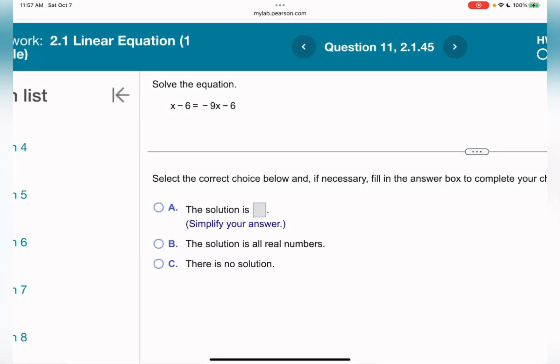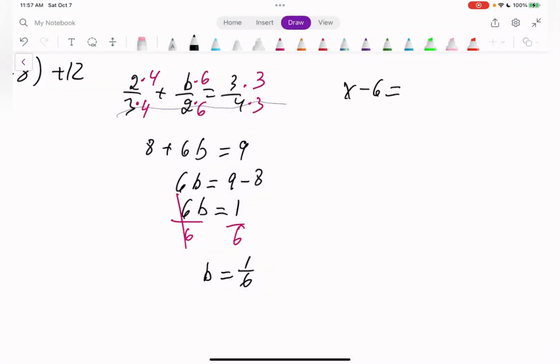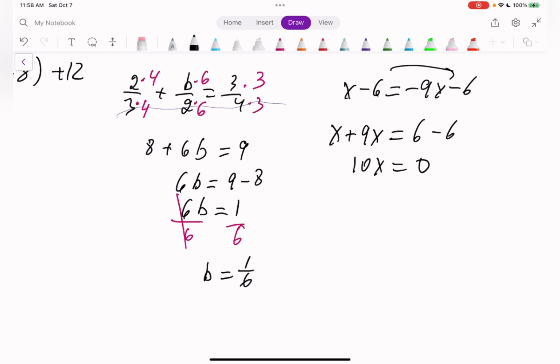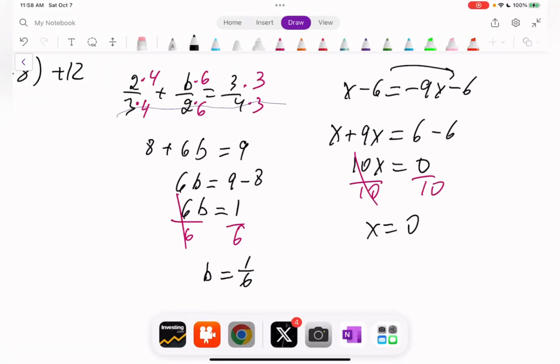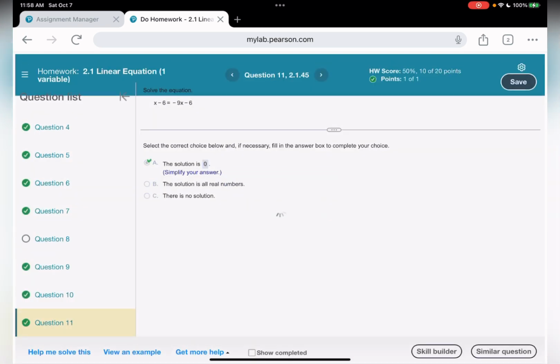You can solve it. Number 11. Moving negative 9 to the left, it's going to be positive 9x and x. It's going to be 10x. Negative 6 from the left side moving to the right, it's going to be positive 6. Right? Okay, let's see. Let me solve it. x minus 6 equal negative 9x minus 6. So it's going to be x plus 9x equals 6 minus 6, right? Moving this here. 10x is equal 0, and dividing by 10, we are getting x is equal 0. Right? What else we have?